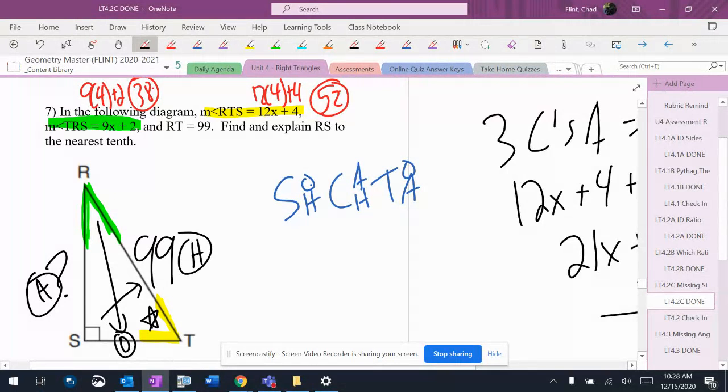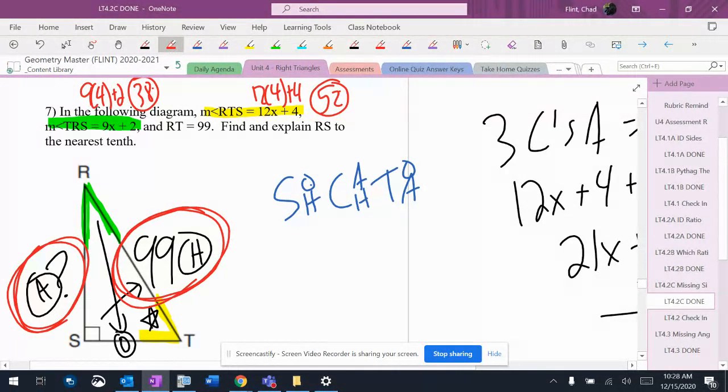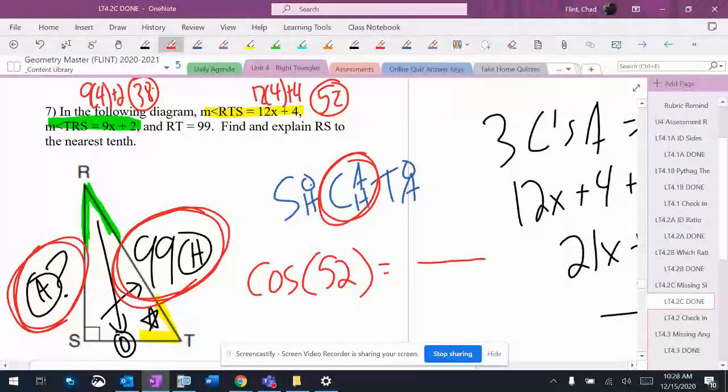So what side would I use? Well, I know the hypotenuse. I want to know the adjacent. That would lead into a cosine problem. So I'm going to do cosine of the angle equals the fraction. Now I've got to be careful again. I chose to use the yellow angle, which means the 52 goes in there. If I put the wrong angle in there, this isn't going to give me the right answer. The hypotenuse is 99. I don't know the adjacent, so I'm going to throw an x on it.